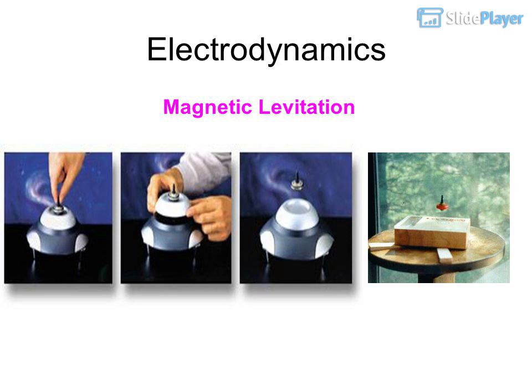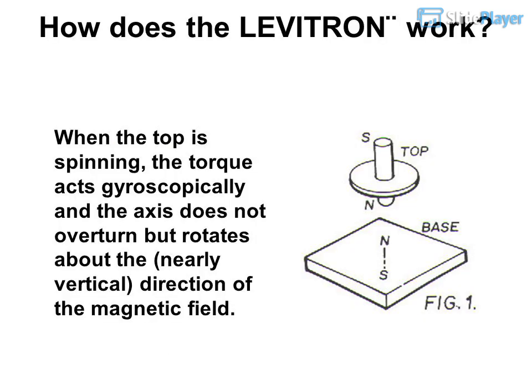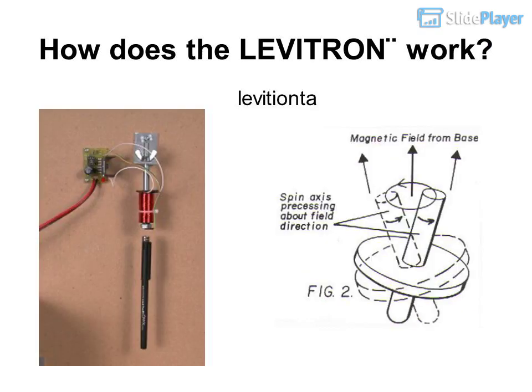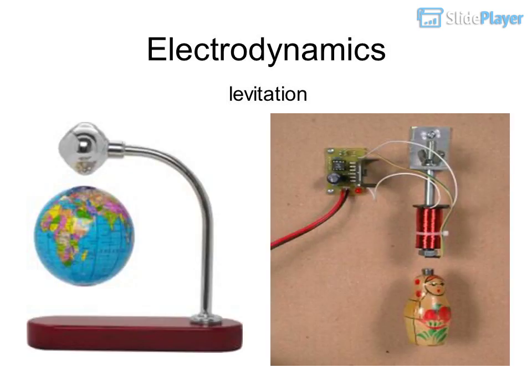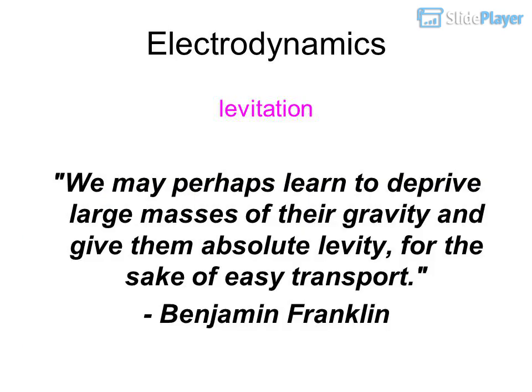Magnetic levitation. How does the levitron work? When the top is spinning, the torque acts gyroscopically and the axis does not overturn but rotates about the nearly vertical direction of the magnetic field. Electrodynamics. Levitation. We may perhaps learn to deprive large masses of their gravity and give them absolute levity, for the sake of easy transport. Benjamin Franklin.